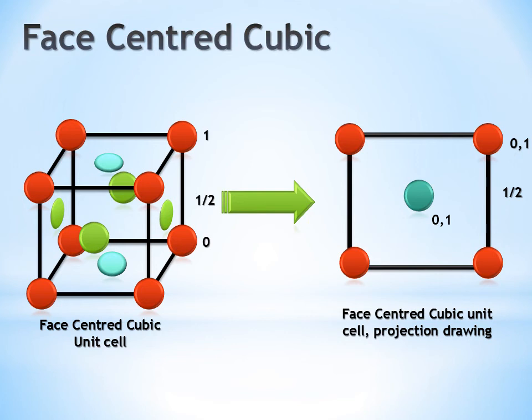This then occupies the centre of the square as seen in the projection drawing, and now instead of having a label of 1/2 now has a label of 0 and 1 as it is on each of the faces of the cube instead of being in the centre of the cube.